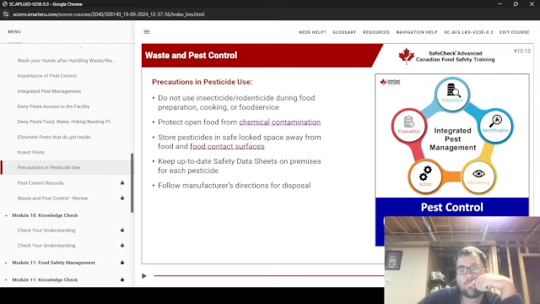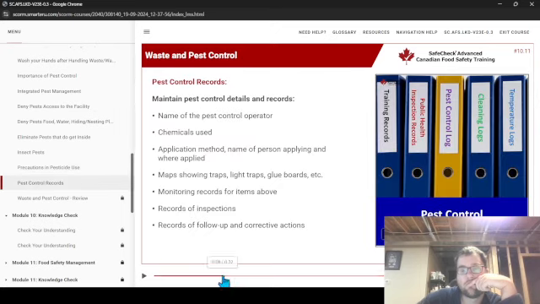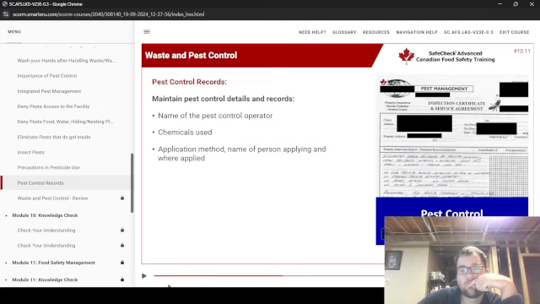Insecticides and maintain relevant name of person applying and where applied.